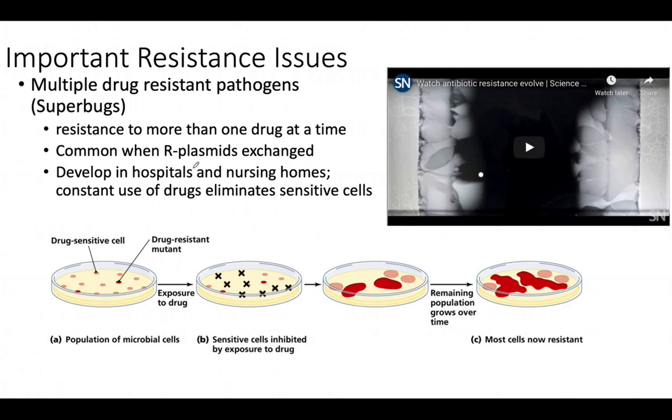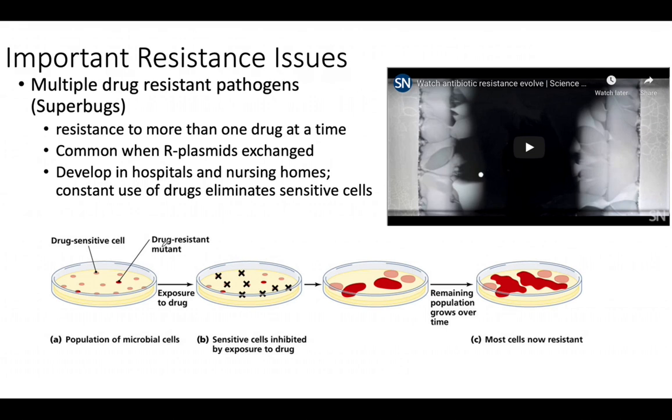So the development of resistance is something that we're really concerned about. And so this diagram is one that helps explain how resistance can occur over time. This is a Petri plate with a population of cells with varying sensitivity to a drug. So sensitive cells versus drug-resistant cells.